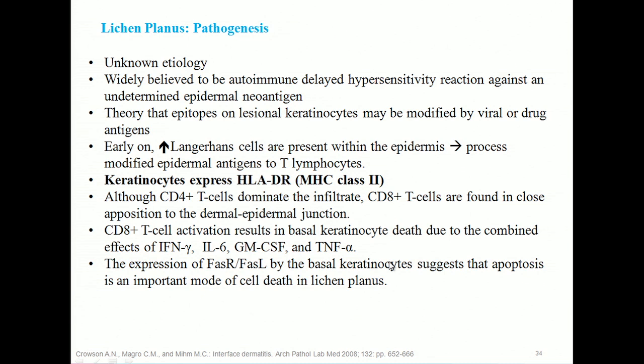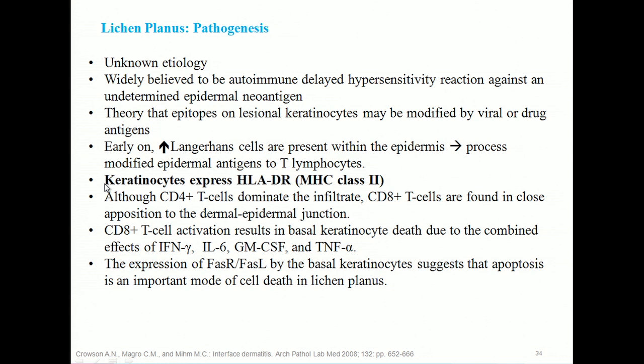In terms of the pathogenesis, the etiology is unknown. It's widely believed to be an autoimmune delayed hypersensitivity reaction against an undetermined epidermal neoantigen. The theory is that epitopes on lesional keratinocytes are modified by viral or drug antigens. We know that early on, there are increased Langerhans cells within the epidermis that process modified epidermal antigens to T lymphocytes, probably through MHC class 1 and 2 molecules. Also interesting in lichen planus is that keratinocytes express MHC class 2 molecules, which is somewhat unusual and unique, and is thought to play an important role in the pathogenesis of lichen planus, but the precise role is yet to be determined.